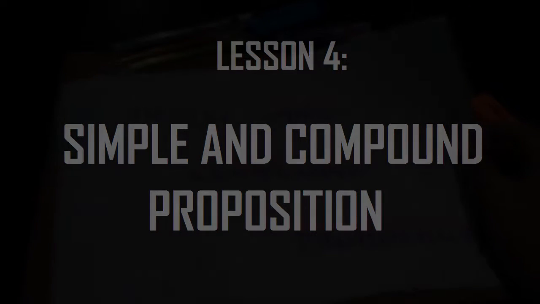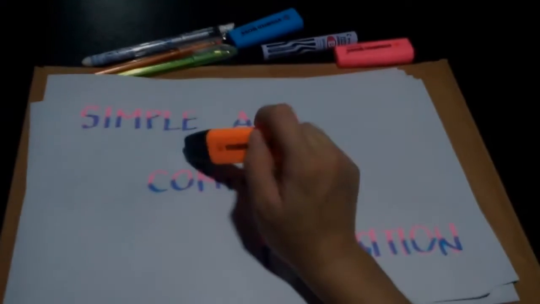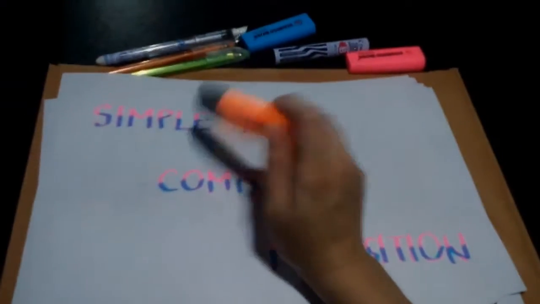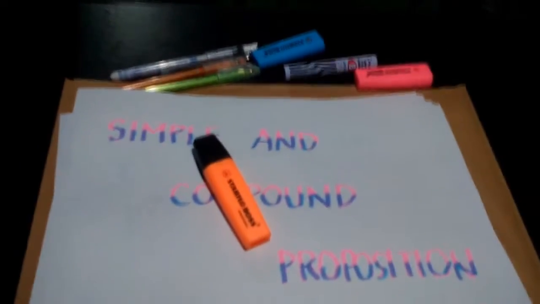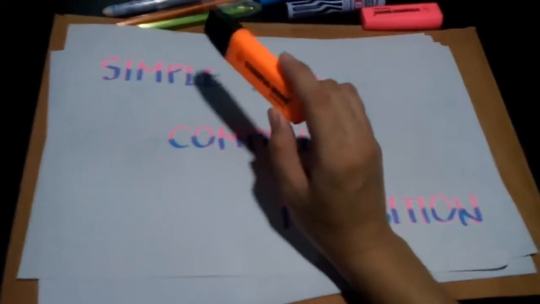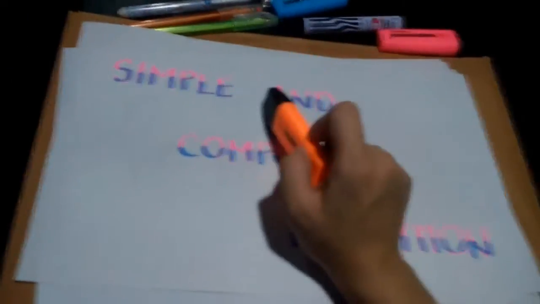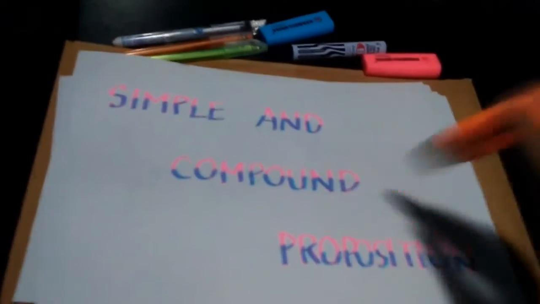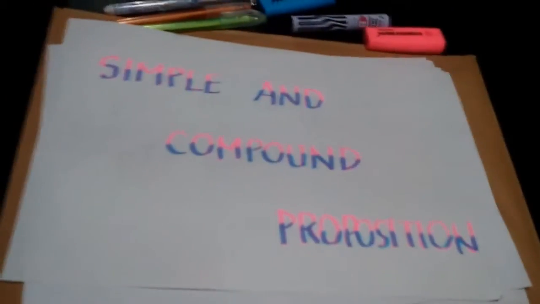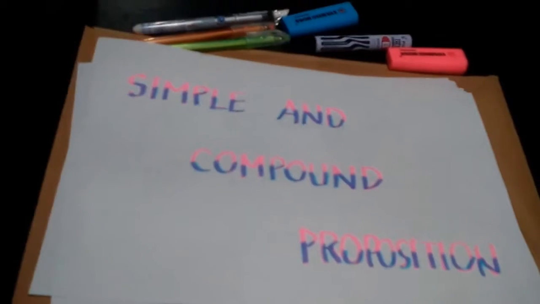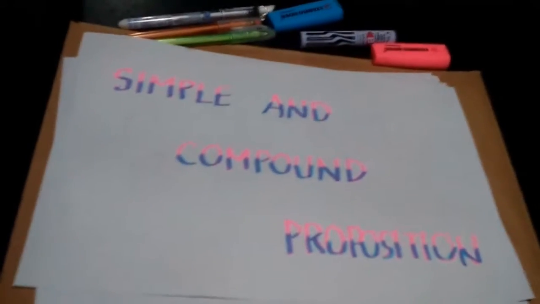The fourth lesson is simple and compound proposition. A simple proposition, also called an atomic proposition, contains only one idea. Simple propositions can be combined to give a compound proposition using connectives like and, or, but, and the likes. A compound proposition is quite different from a simple proposition because it contains two ideas, or it can also be simple propositions joined by logical connectors, or what we call connectives.